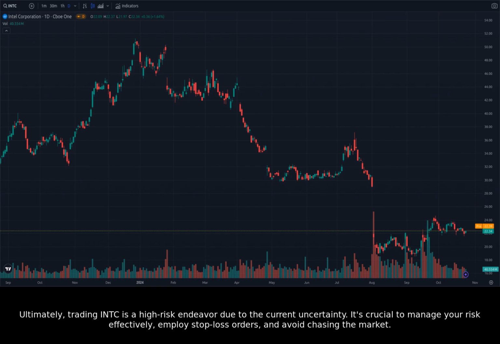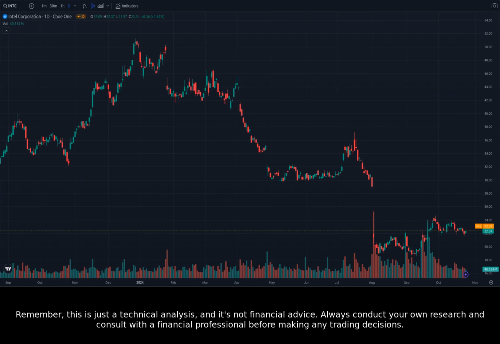Ultimately, trading Intel is a high-risk endeavor due to the current uncertainty. It's crucial to manage your risk effectively, employ stop-loss orders, and avoid chasing the market. Remember, this is just a technical analysis, and it's not financial advice. Always conduct your own research and consult with a financial professional before making any trading decisions.